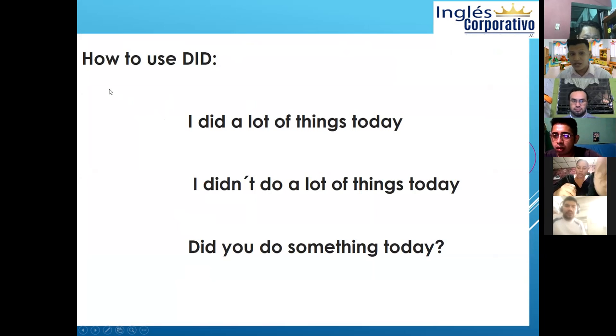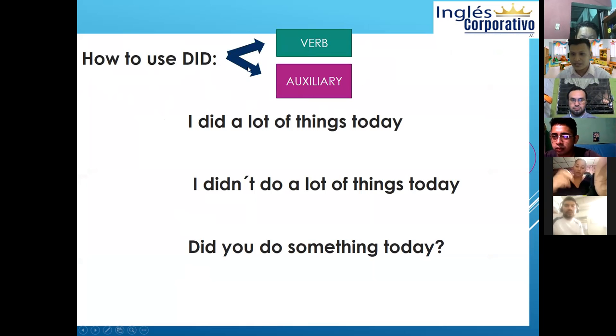And right now we're gonna have how to use did. Cómo utilizar este did. Did era el auxiliar y algunas veces iba a ser un verbo. Let's see this example, right? We can use it like a verb and like auxiliary. Okay, cool. Right now, we get an example here. Let me see, Marvin, help me to read the first one, please. I did a lot of things today. Okay, very good. Yo hice muchas.